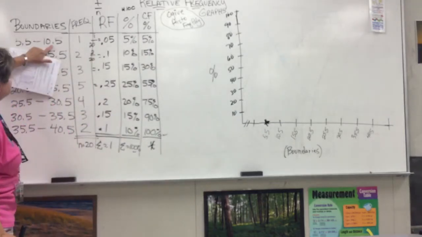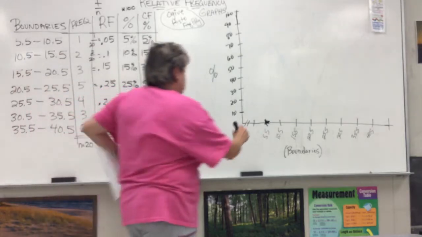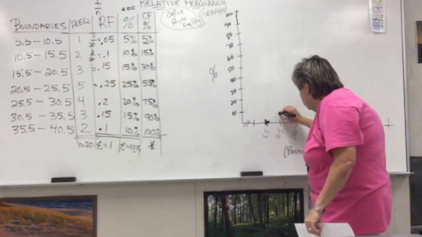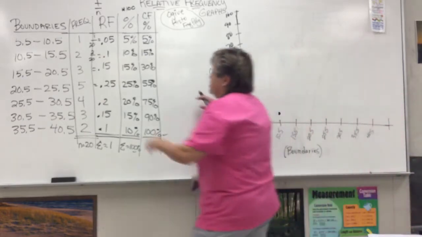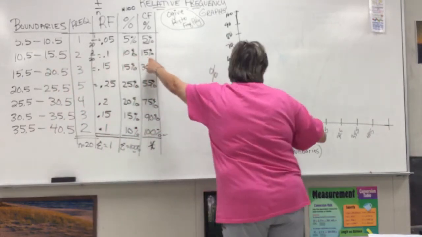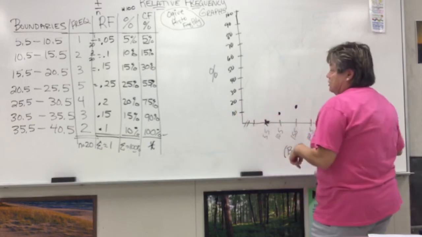By the end of this first interval, I've accumulated 5% of my data. So I'm going to go up here at 10.5. I'm going to put a dot at about 5. Okay. By the time we get to the end here at 15.5, now we have 15% of the data. So we go up here, 15%.